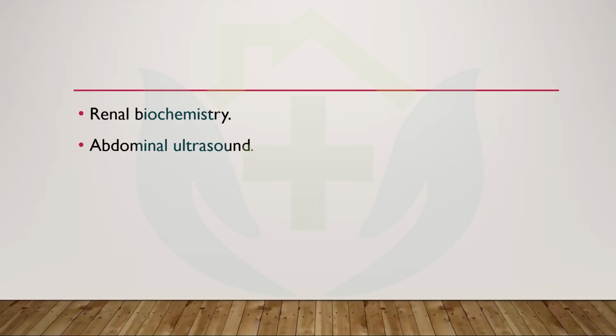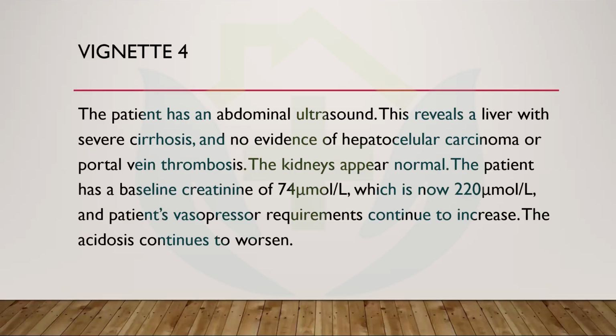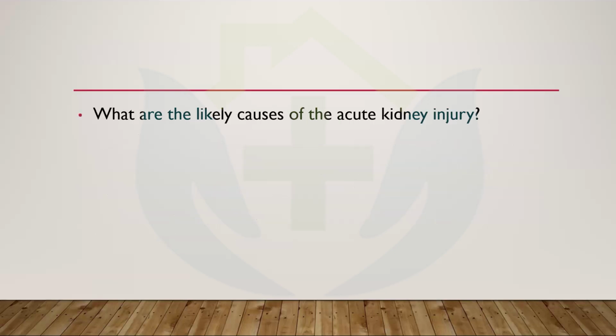So they will go for the renal biochemistry and abdominal ultrasound. Now the next minute, the patient has an abdominal ultrasound. It reveals liver with severe cirrhosis, no evidence of hepatocellular carcinoma or portal vein thrombosis. Kidneys appear normal. Patient has a baseline creatinine of 74, which is now 220. Patient's vasopressor requirements continue to increase. The acidosis continues to worsen. So the next question is, what are the likely causes of this acute kidney injury?